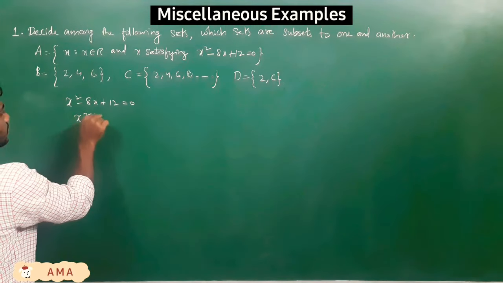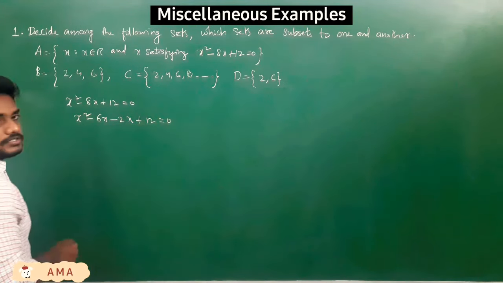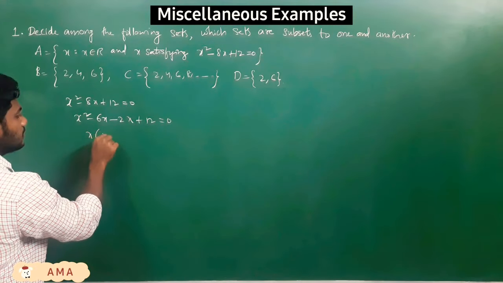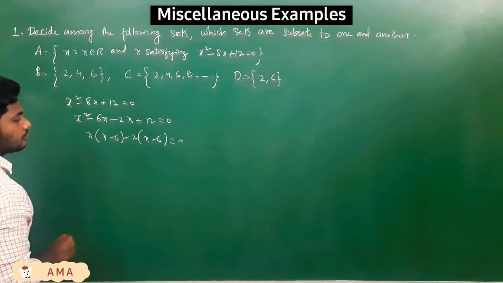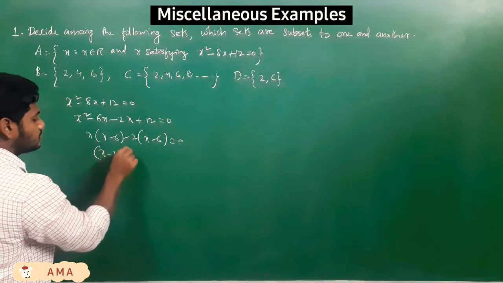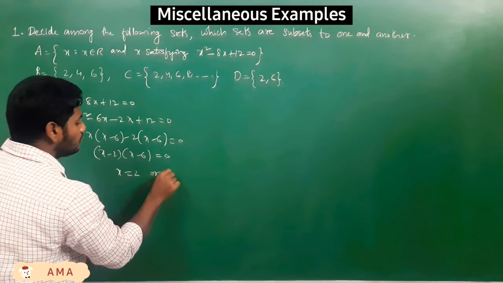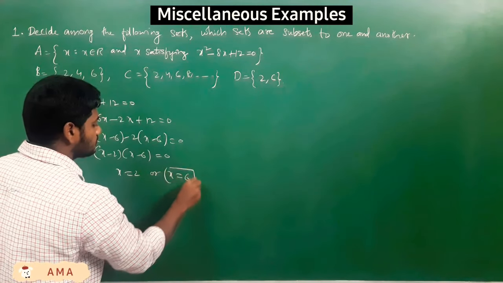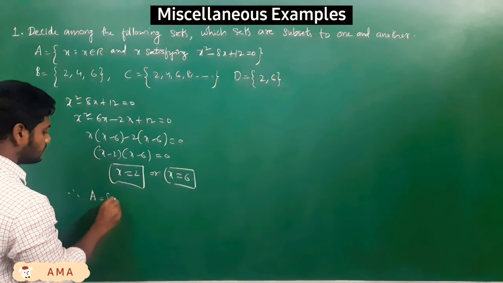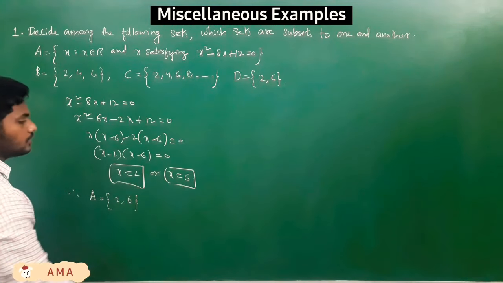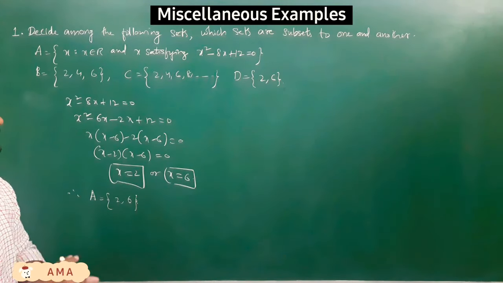So it is x square minus 6x minus 2x plus 12 equal to 0. Factorize: x common, x minus 6, minus 2 common, x minus 6 equal to 0. Nothing but x minus 2 into x minus 6 equal to 0. Nothing but x equal to 2 or x equal to 6. Therefore, what is set A? Set A is equal to {2, 6}.